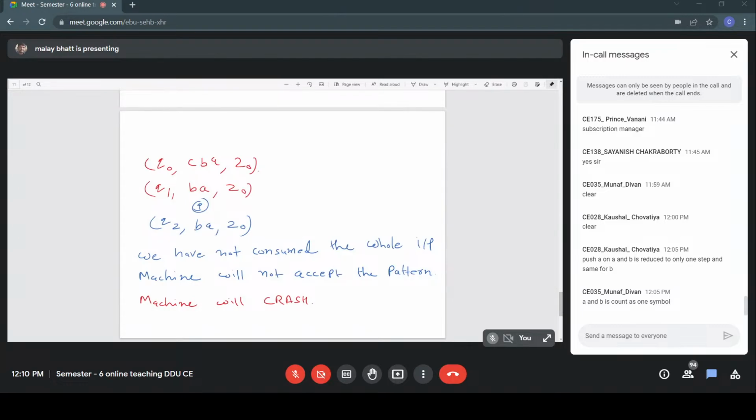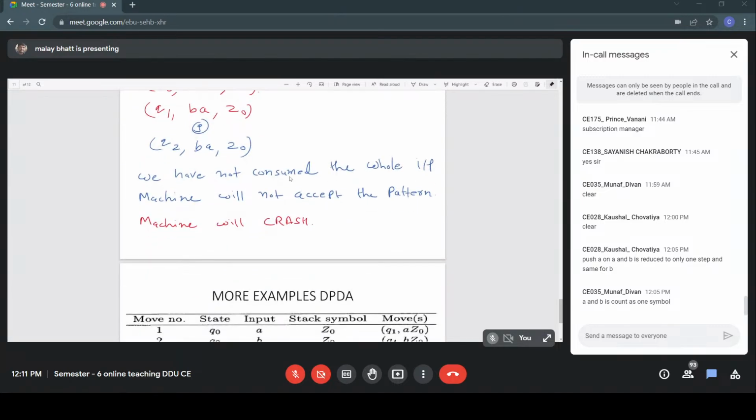So this will not be considered a valid configuration, because our state is an accepting state Q2, but we have not consumed the full input. Still, some input is left. So the machine will crash. I hope this is clear.